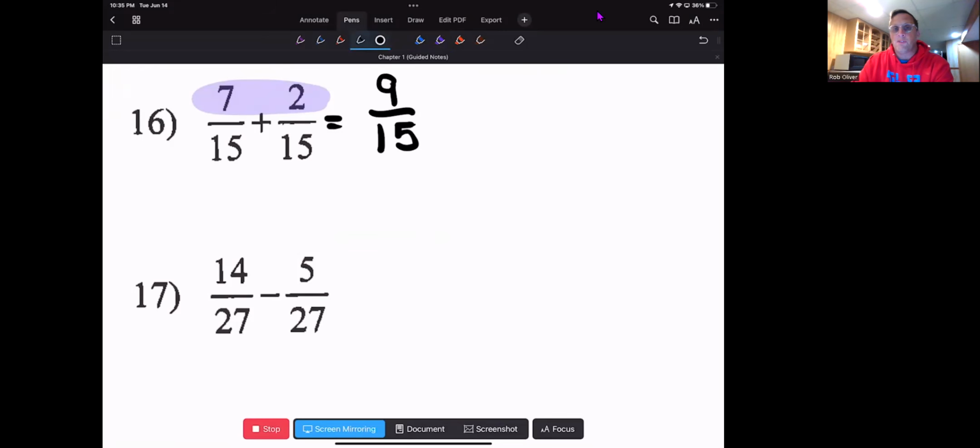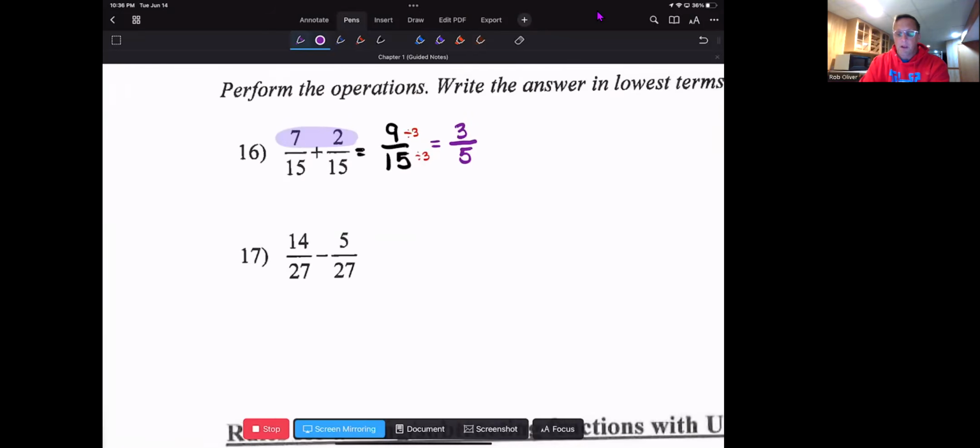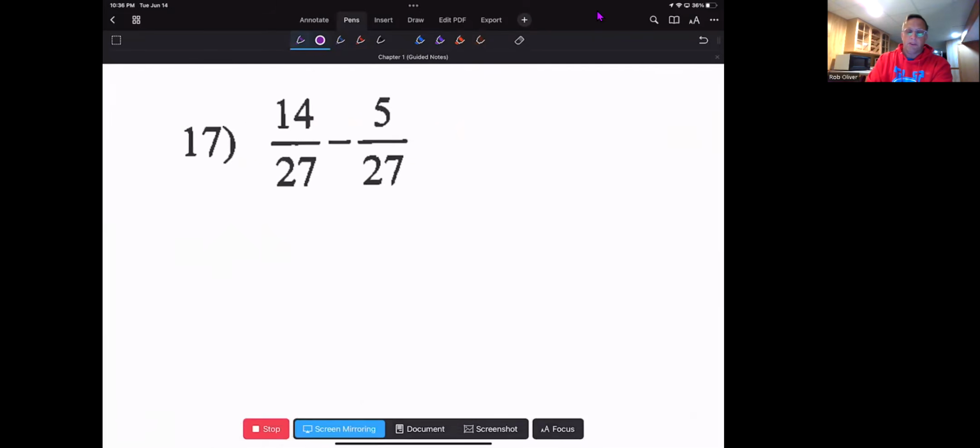Then always ask yourself when you're finished with the problem whether it's in lowest terms. In this particular example, it is not. We can divide the top and the bottom by 3. Both the numerator and denominator are divisible by 3, and that will give us a fraction in lowest terms, because I'm using the GCF. So 9 divided by 3 is 3, and 15 divided by 3 is 5. So that's 3/5. That's it. Next one, number 17.